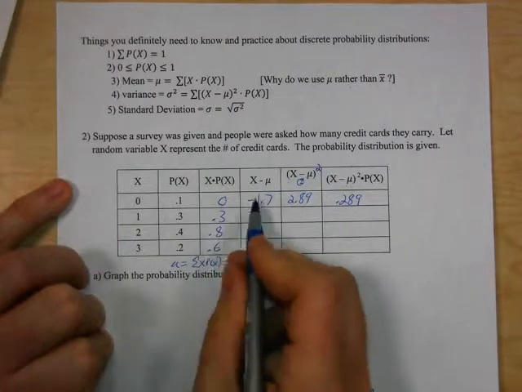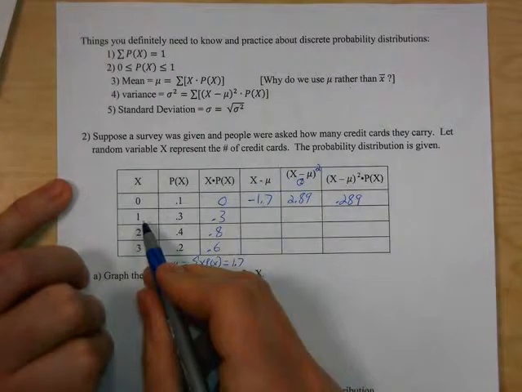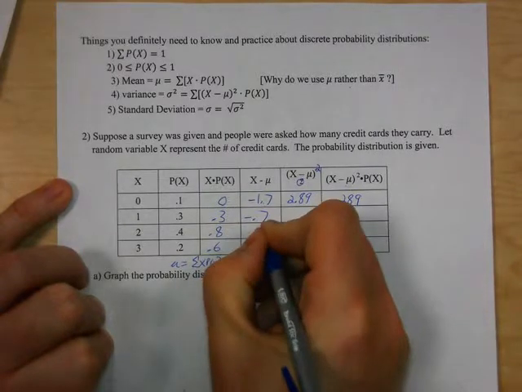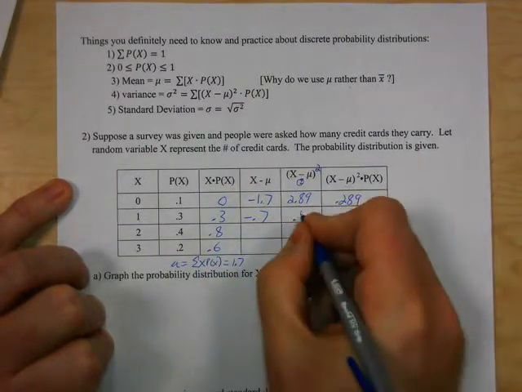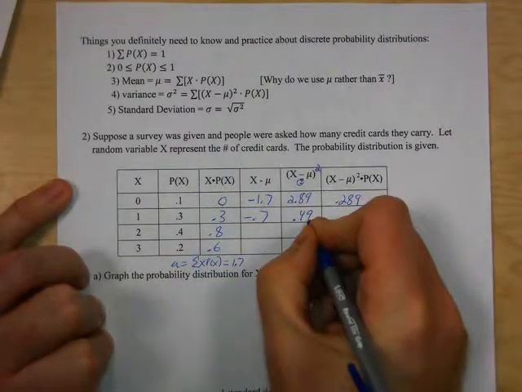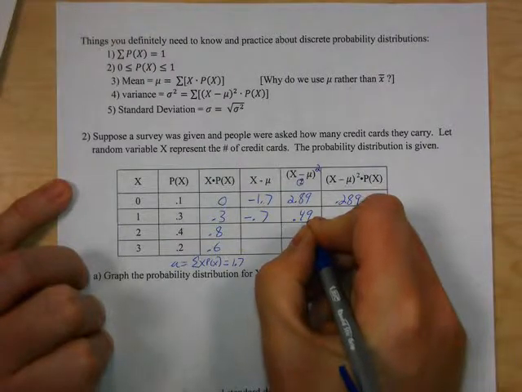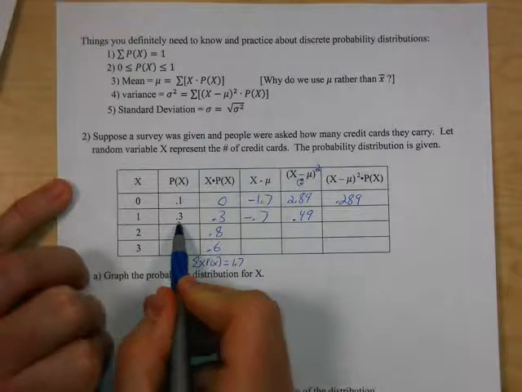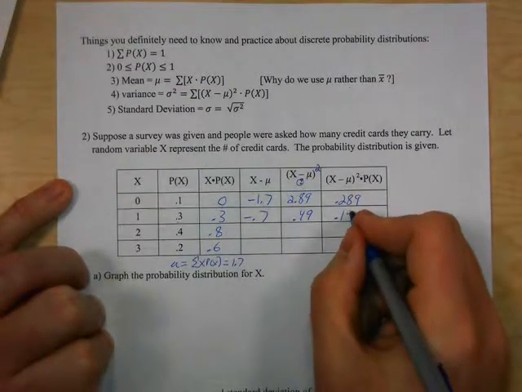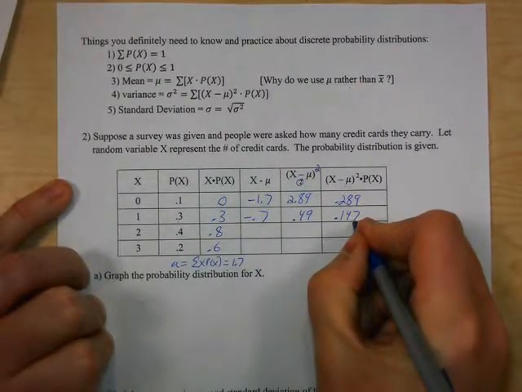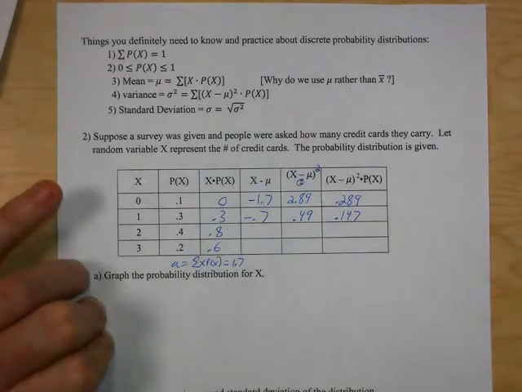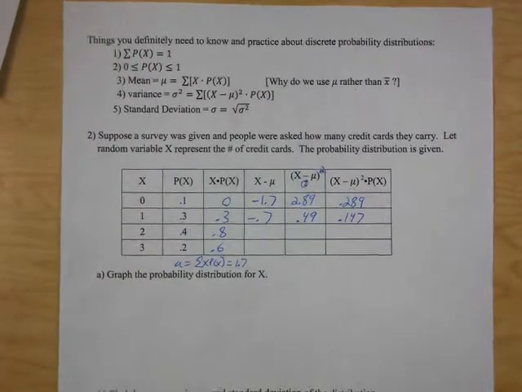we have x minus mu, which is going to be 1 minus 1.7, which is negative 0.7. Square that to get positive 0.49, and then multiply that by p of x, which is 0.3 in this case. So 0.49 times 0.3 is 0.147. Okay, and you go across and finish off each row, and I already have it done here, so I'm just going to skip right to that.